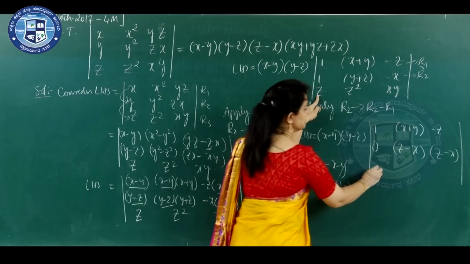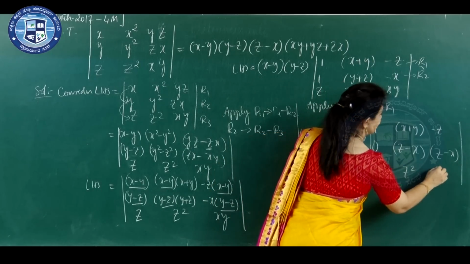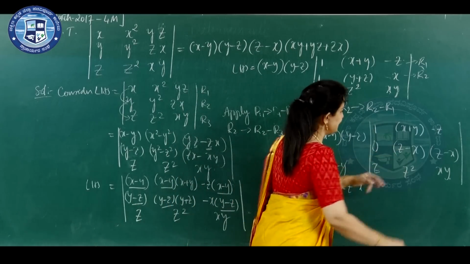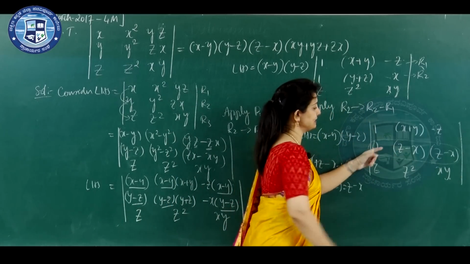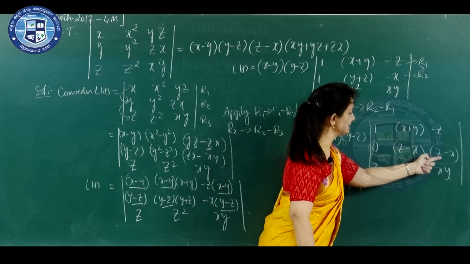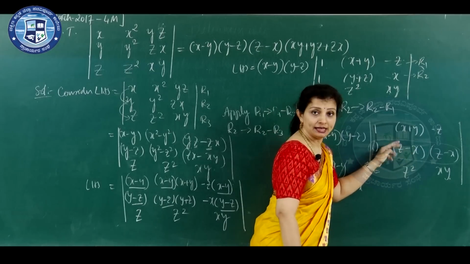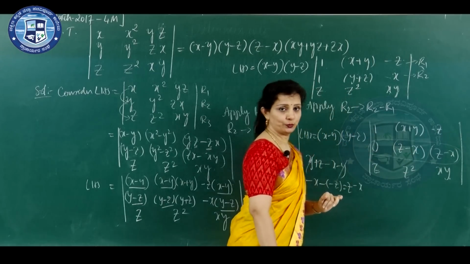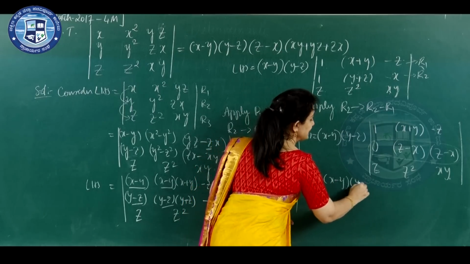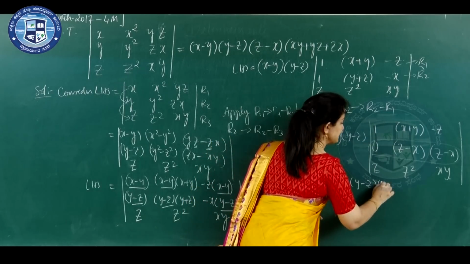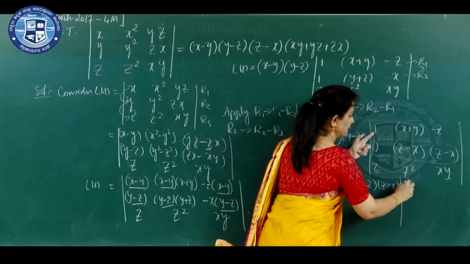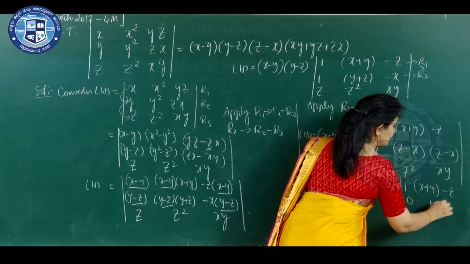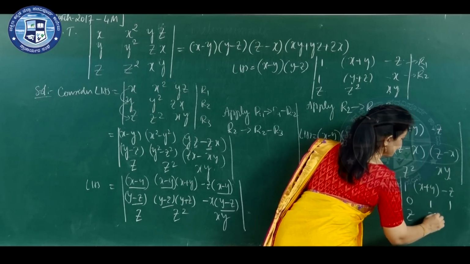Now the third row elements are z, z square, xy. Look at this. In the second row, you can observe that z minus x is a common factor. So the third factor, that is z minus x, can be taken out from the second row. The first row is x minus y, y minus z, and from the second row z minus x is taken out, remaining elements 1, x plus y minus z; 0, 1, 1; z, z square, xy.